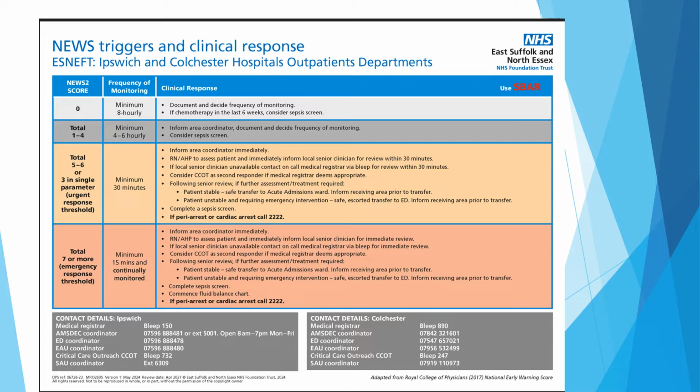Your first step will be to assess your patient and establish a NEWS 2 score. The NEWS score will guide your next steps. It will tell you who to call and how often to do observations. This chart has been divided into 4 sections dependent on the NEWS score. We will go through each section on the following slides.